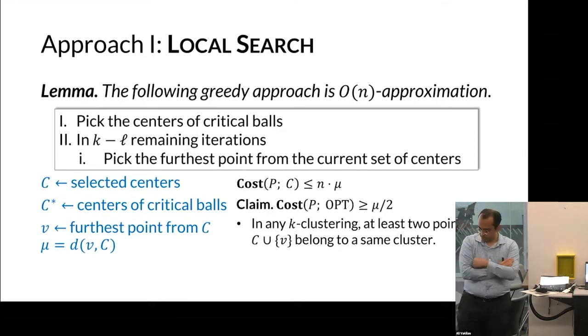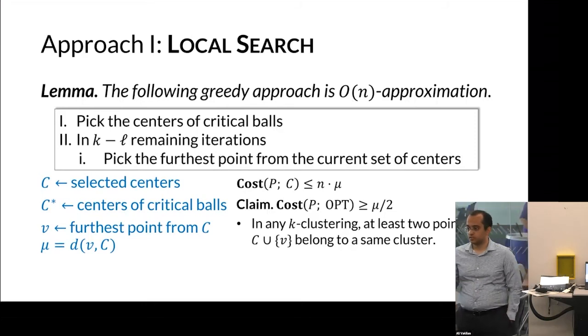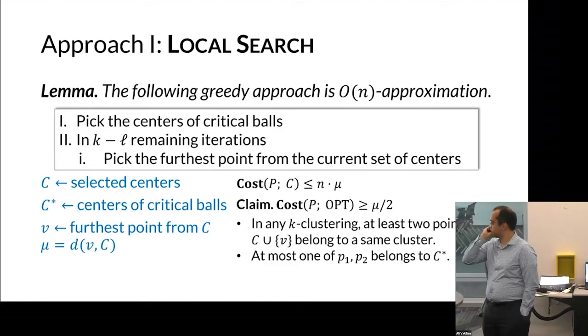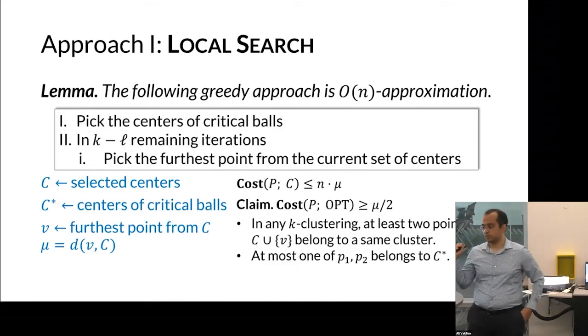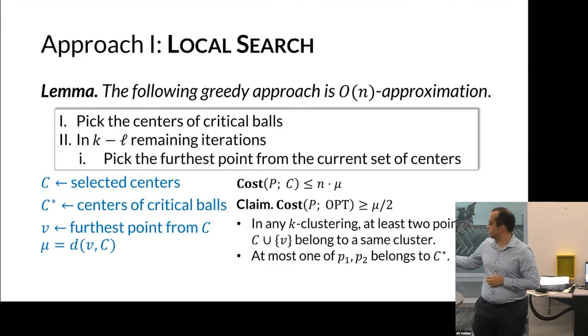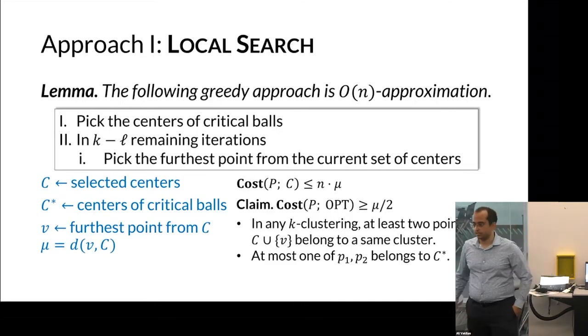So in any k-clustering, C union V is k plus 1 points. So by pigeonhole, two of them, P1 and P2, will be mapped to the same cluster in the optimal clustering, or any clustering. And also, at most one of them can belong to C star, because the balls are disjoint. If P1 and P2 are in different balls, they cannot be in the same cluster, because they will find someone closer to themselves in their own ball. So that's maybe the only observation that we add to the Gonzalez analysis, and then it will go through.